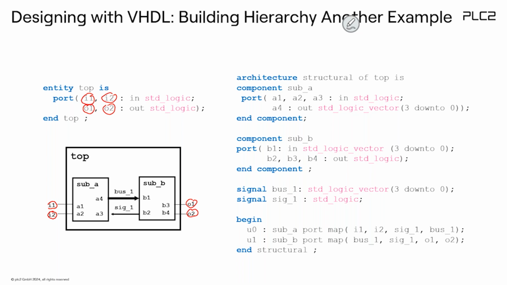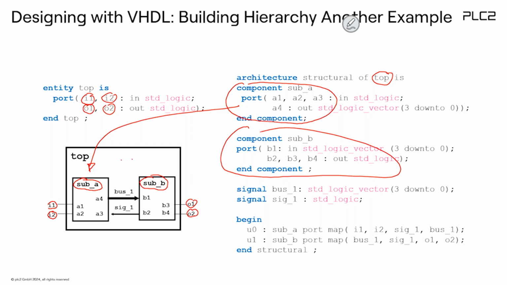Now, my intention is to build this circuit called top out of two components. One component is called sub A, and another component called sub B, like full add. So what is the description of this architecture? Here we go, that's the architecture of the top. First, we define the component sub A. That's exactly the definition of this. Nothing happened, just a declaration. Now we declare the component sub B.